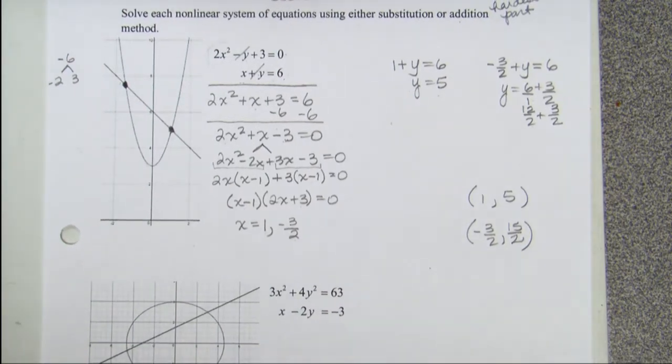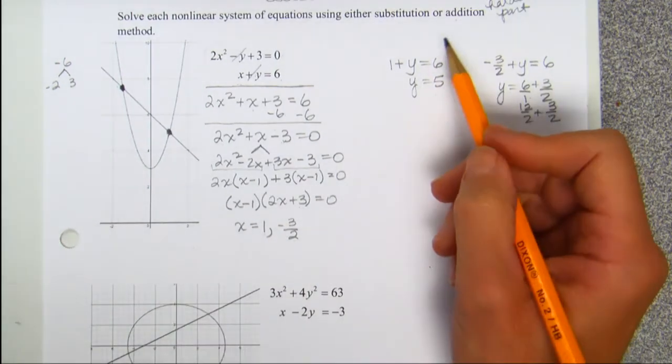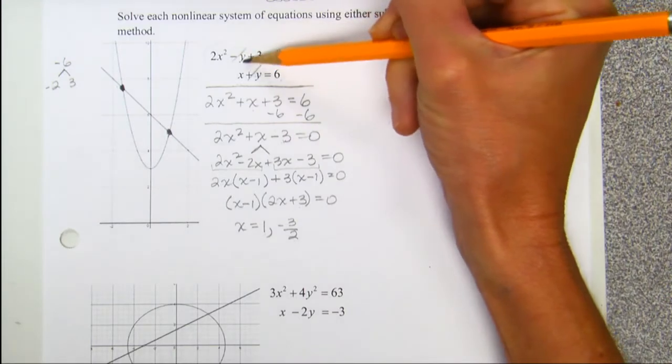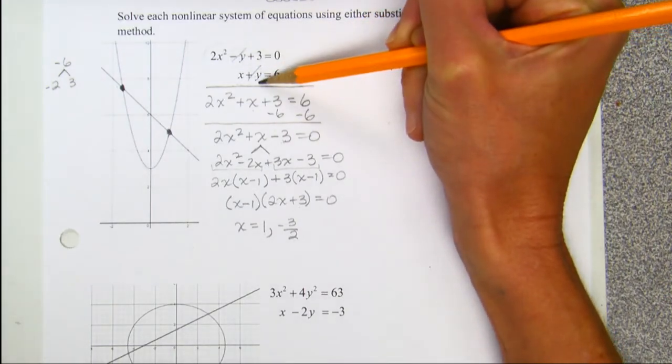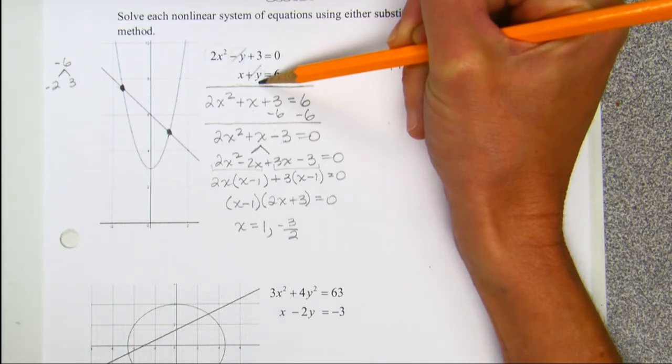Are there questions so far? How did I know to use the elimination method? Your eye just needs to start being trained. Is there a way that I can get rid of either my x's or my y's? It will get easier with every problem that you do.